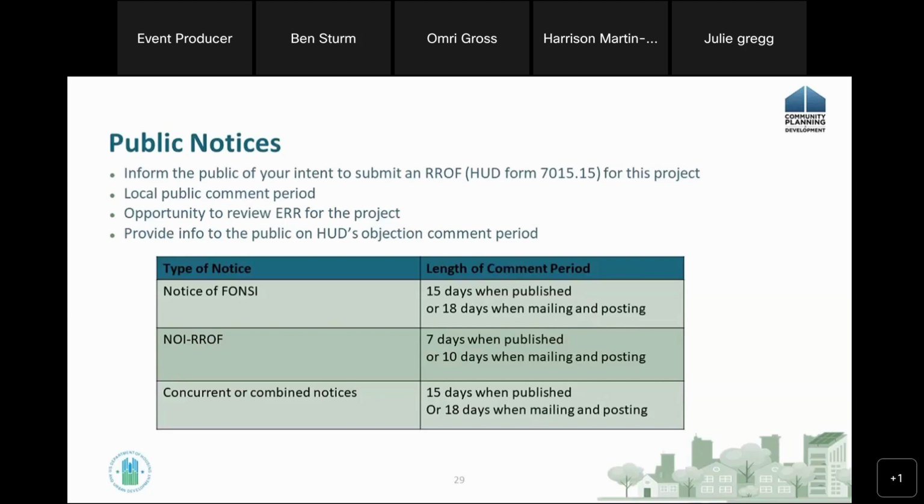The NOI RROF is a notice of intent to request a release of funds. The NOI RROF comment period is 7 days when the notice is published in a local newspaper or 10 days when mailed and posted. In some instances, both notices will be required, in which case the combined notice will have a public comment period of 15 days when published or 18 days when mailed and posted. Next slide, please.